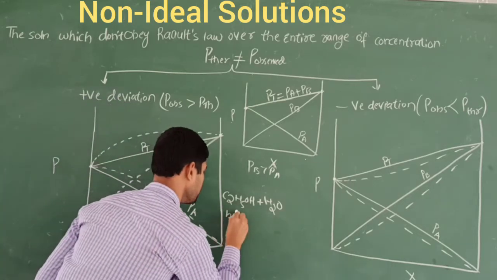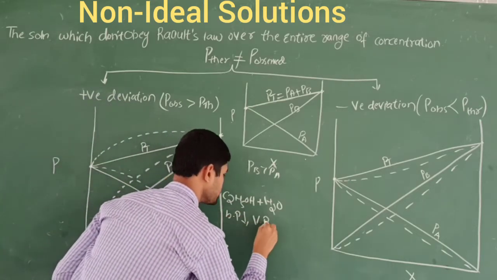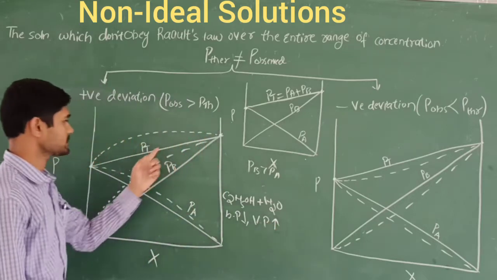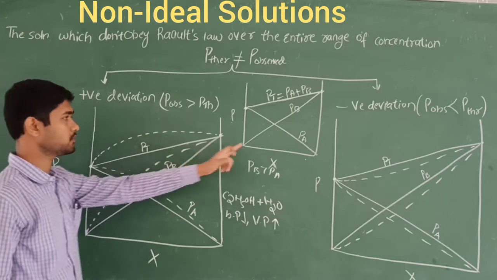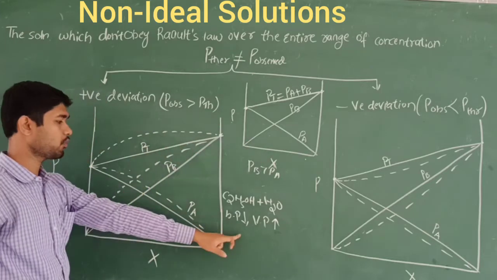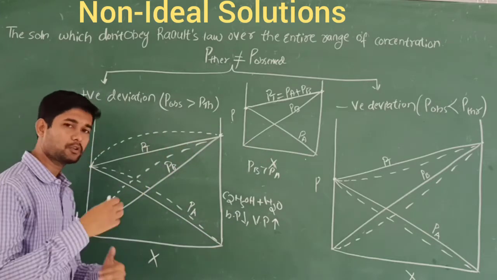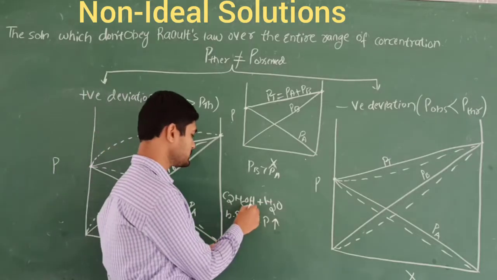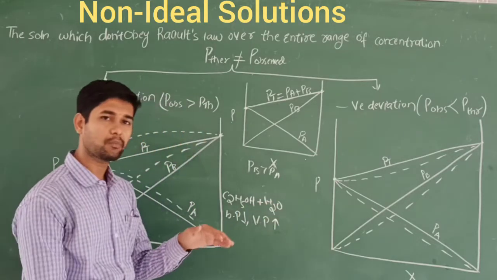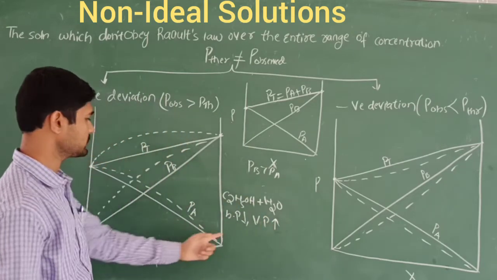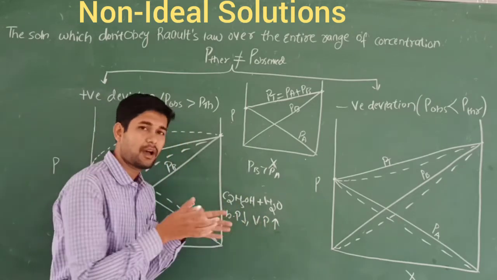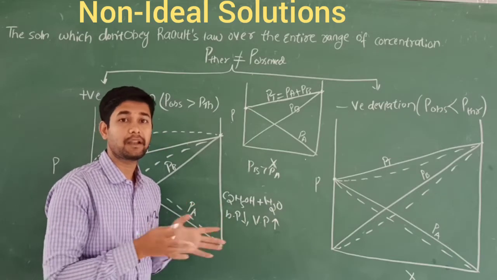Boiling point decreases and vapor pressure goes on increasing. So this is the vapor pressure, and here it is higher compared to Raoult's law. Why? Because the boiling point goes on decreasing. When you mix ethanol and water, what happens? The boiling point automatically reduces and the vapor pressure directly increases, like this. Why? Because these molecules repel each other.